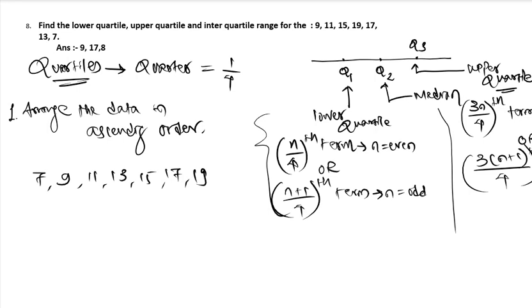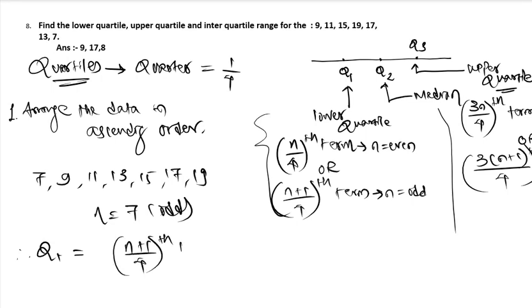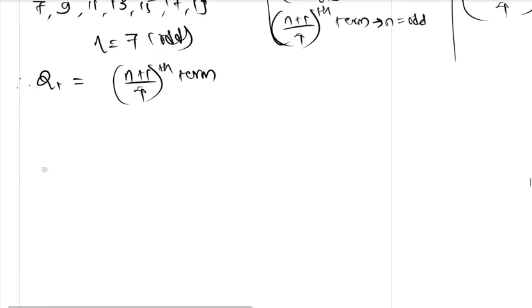How many observations are there? 1, 2, 3, 4, 5, 6, 7. Great. So here n is equal to 7, which is odd. What we have to find? Lower quartile. Therefore, Q1 or lower quartile is equal to n plus 1 by 4th term. Why I am using this formula? Because n is odd, right? N plus 1 by 4th term, n is 7, 7 plus 1 by 4th term. Okay, just a moment.